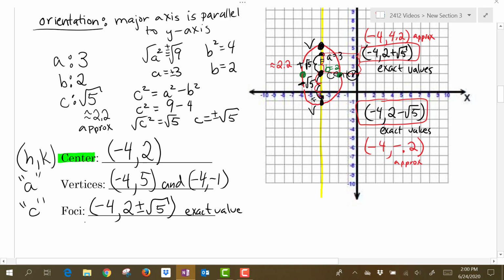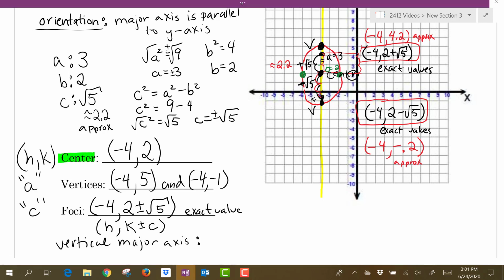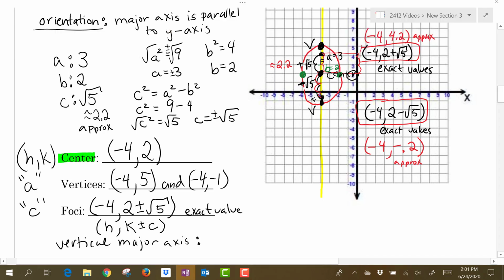Now it turns out that if you have a vertical major axis, the foci will always be the x value of the center, so it will be the h value. Remember, the h value is the x value of the center, and then it will be the k value plus or minus the c value. So if you have a vertical major axis, this will be the formula that you'll always use to find the foci.